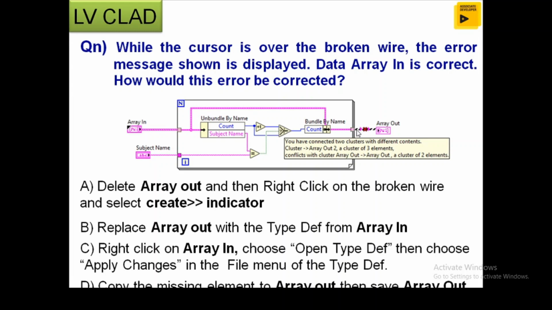The first solution is just to delete this broken wire or remove this array out. Just right click, create an indicator. So that is a possible way. But here we have a customized, that is a type defined one, no? Better you just copy and convert it as an indicator, then you connect it. So whenever you are adding elements in the array in, the same thing will be referenced in the array out also. So the option is just replace array out with type defined from array in. I will show the hands-on also.